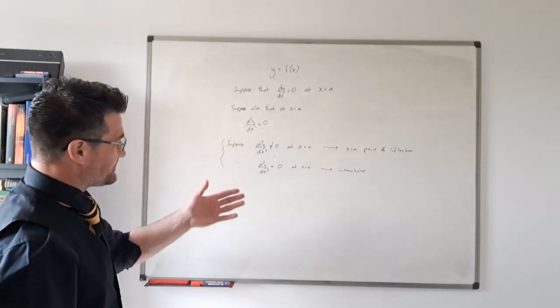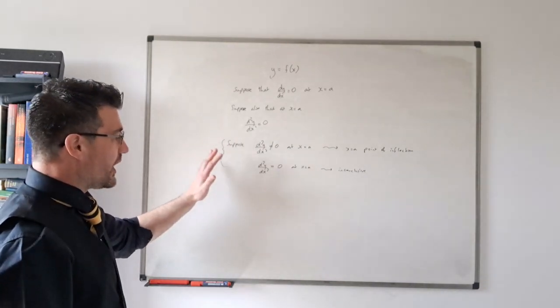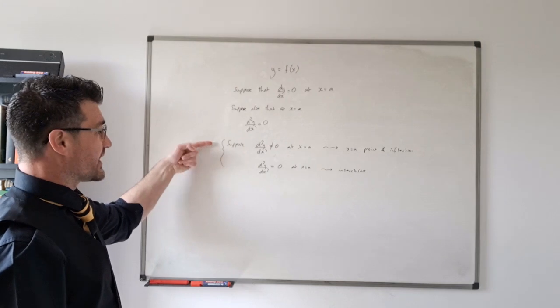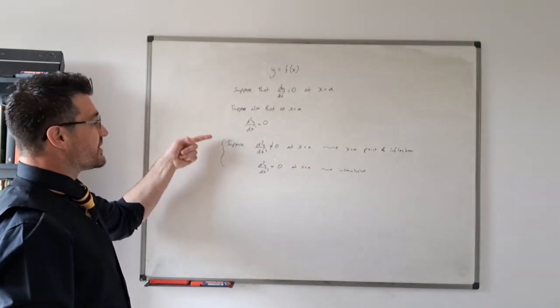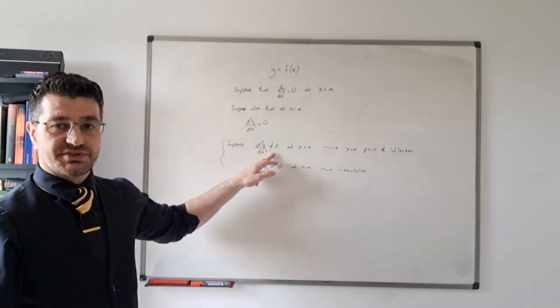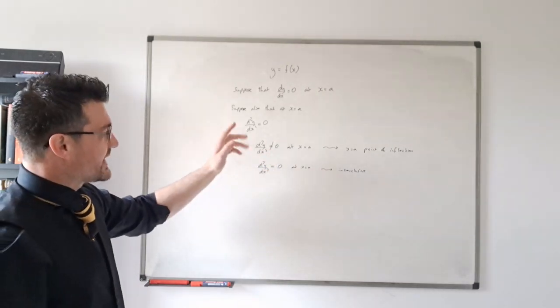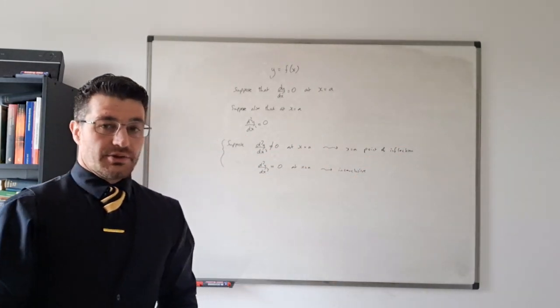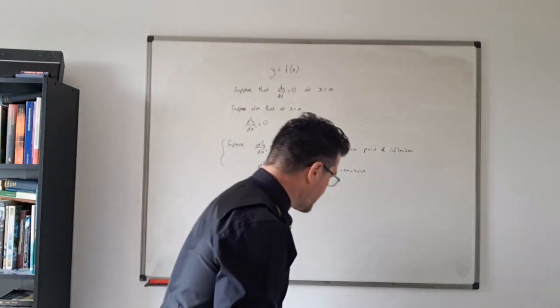Okay, so let's have a look then at why this works. Why can we conclude, if we've gone to the third derivative and that is non-zero, that we've got a point of inflection?